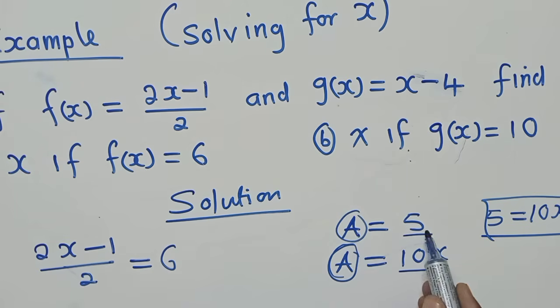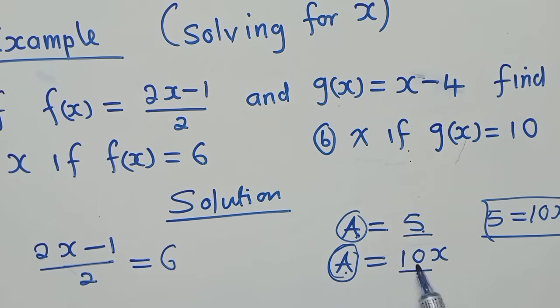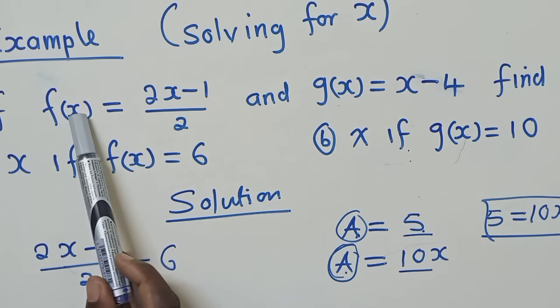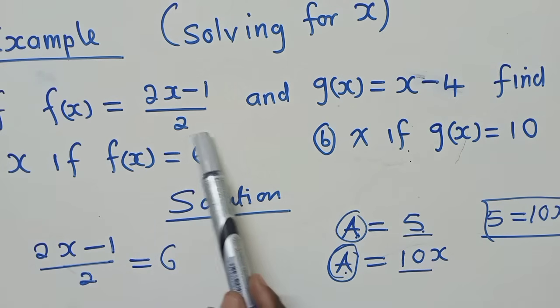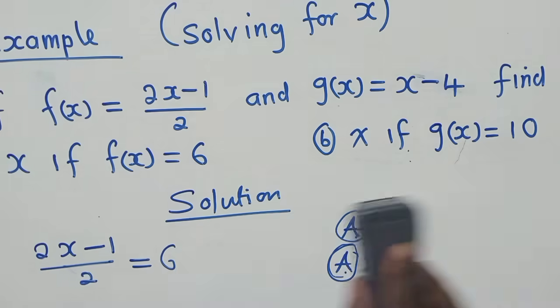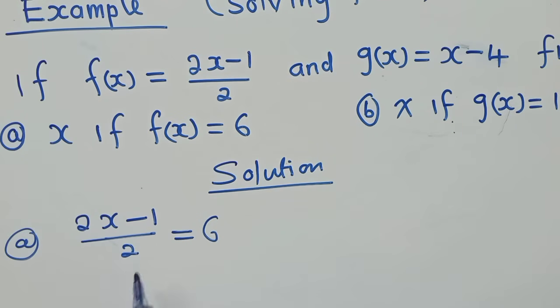Because what we have here is similar to what we have here, so what is on this side are also equal to each other. Getting this idea is what we are using. What is here is the same as what is here, so meaning this is equal to 6. This is what I've done here. So now we are solving for x.